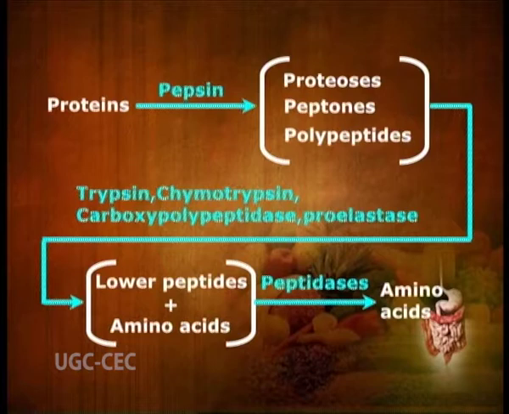In prolonged tryptic digestion, even some amino acids may be formed. Proelastase in turn is converted into elastase, which then digests elastin fibers. Peptidases act upon lower peptides and convert them completely into amino acids, in which form they are absorbed.